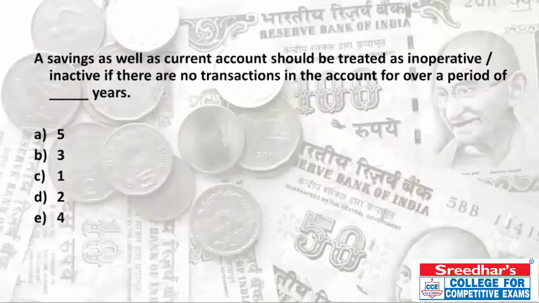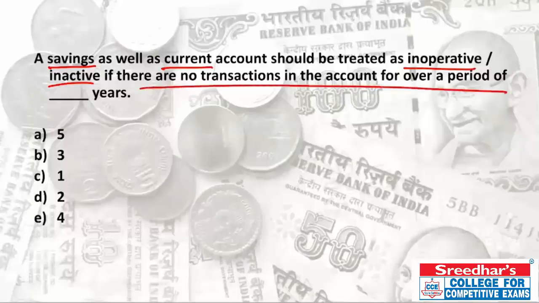A savings as well as current account should be treated as inoperative or inactive if there are no transactions in the account for over a period of 2 years. So if for over a period of 2 years there is no transaction in a bank account, then that account is treated as inoperative or inactive. Means further the account will be closed.